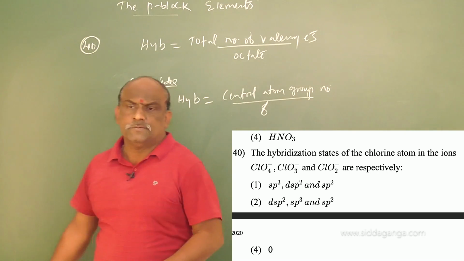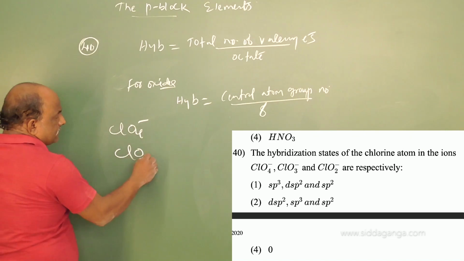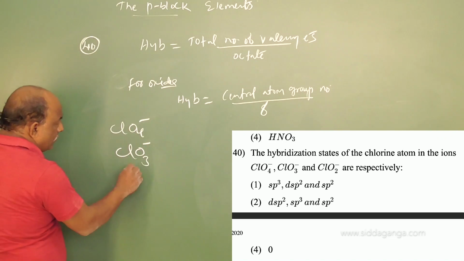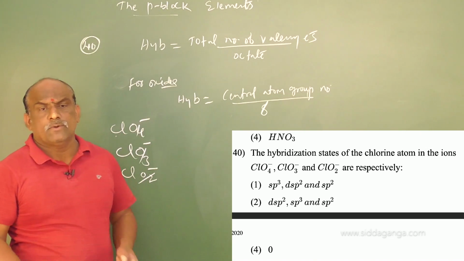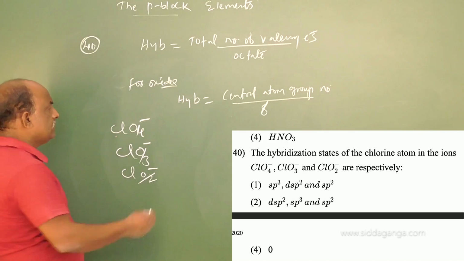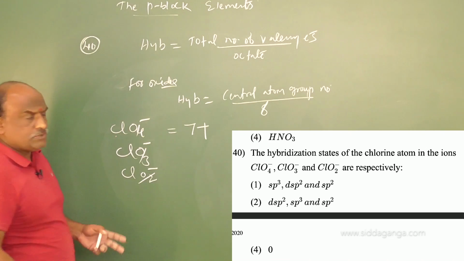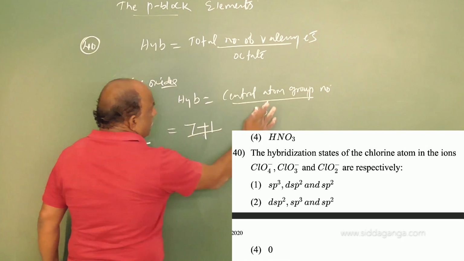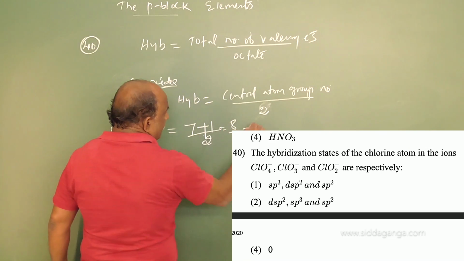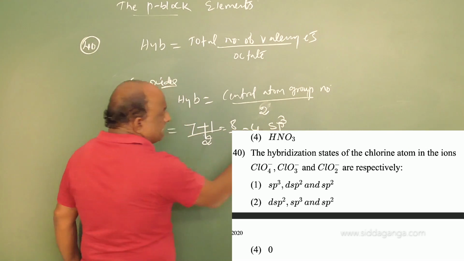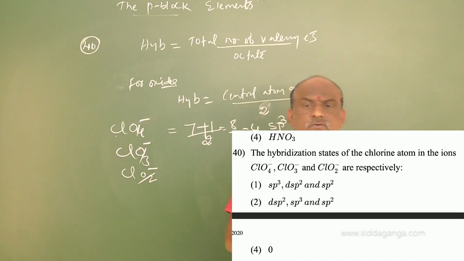So what options were given? ClO4 minus, ClO3 minus, and last ClO2 minus. Remove the oxygens. What is the central atom in this example? Central atom chlorine. Chlorine belongs to which group? 7th group, plus the charge, which is minus, so add 1. 7 plus 1, divided by 2, sorry, not 8: 7 plus 1 by 2 is equal to 8 by 2, which is 4. What is 4? sp3 hybridization takes place in ClO4 minus.